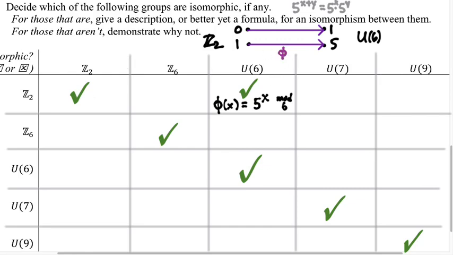Meg's question is, does that mean that U6 is isomorphic to Z2? Can I turn these arrows around? We should be able to. What function would do this? Well, instead of phi, we would probably call it the inverse of phi.